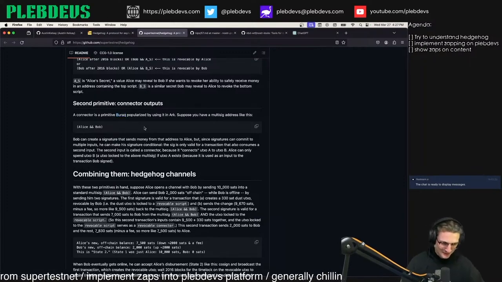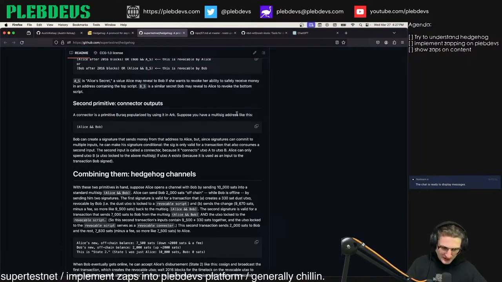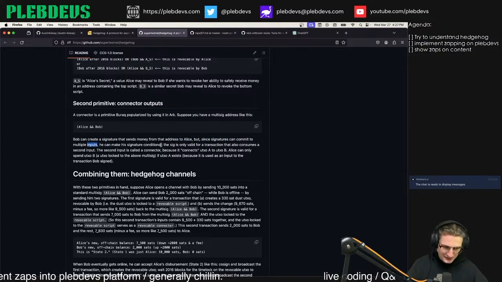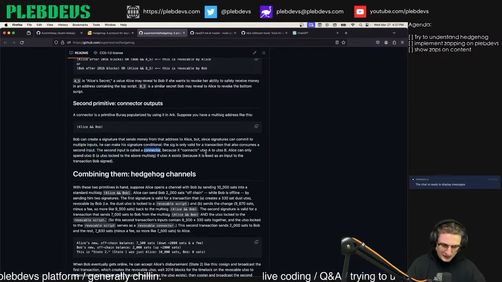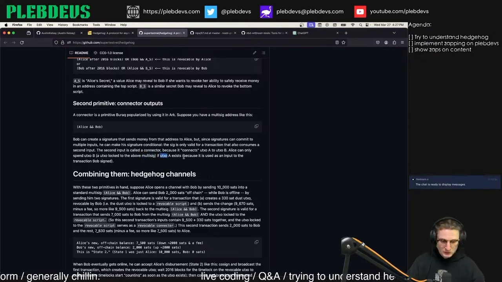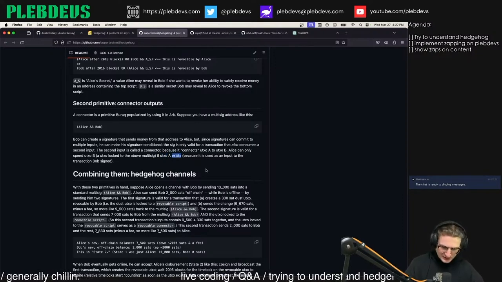Okay, connector outputs. So suppose you have a multi-sig address like this. We've got Alice and Bob. So Bob can create a signature that sends money from that address to Alice. But since signatures can commit to multiple inputs, he can make his signature conditional. The SIG is only valid for a transaction that also consumes a second input. That second input is called a connector because it connects UTXO-A to UTXO-B. Alice can only spend UTXO-B, a UTXO locked to the above multisig, if UTXO-A exists because it is used as an input to the transaction Bob signed.